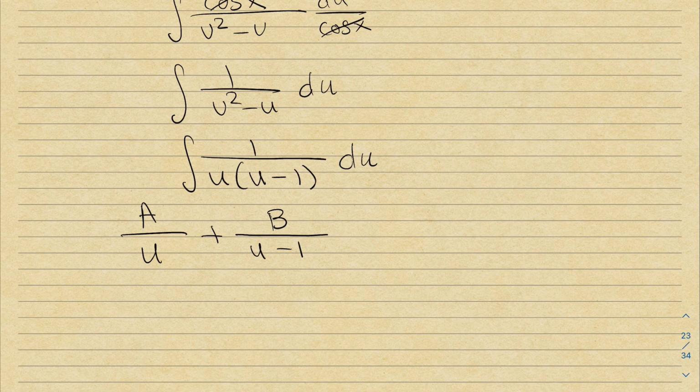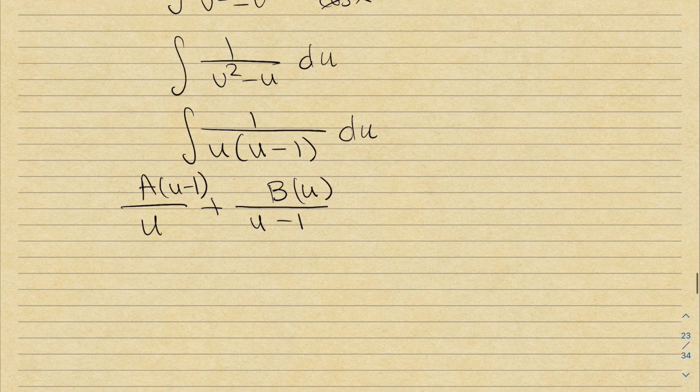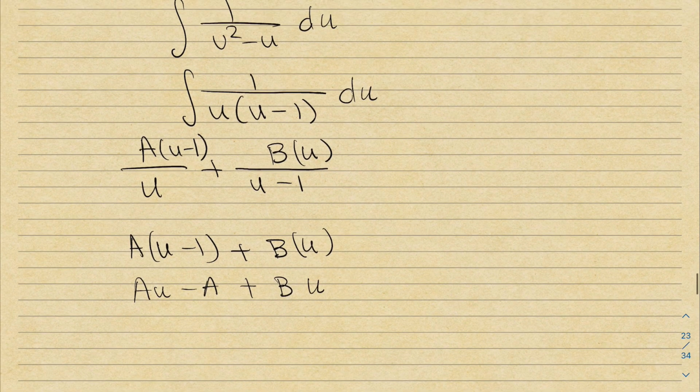Now we need to multiply the numerator by the other denominators. And we do the same thing with B. So we're going to put them together first. And now we're going to distribute A. Now we need to factor out by grouping. So we're going to group u together. We have A u plus B u minus A. So we can take out the u.